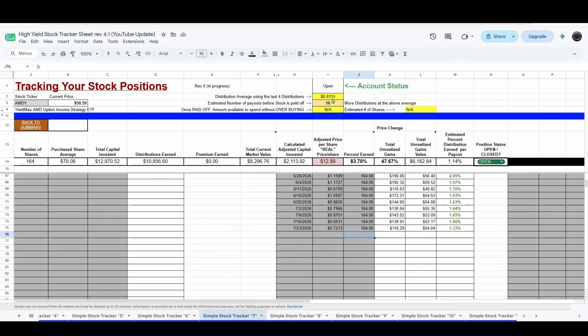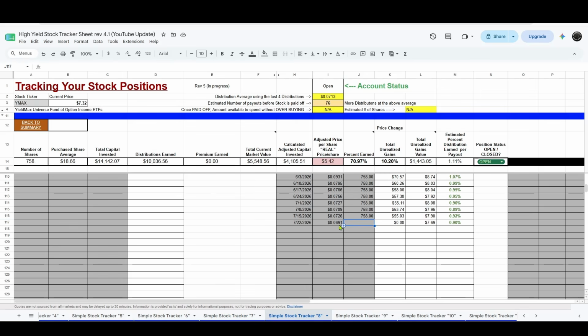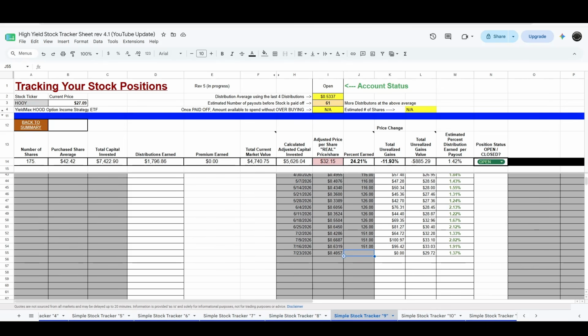So this one is getting really close to getting paid off if we can keep those distributions at around 80 cents. For YMAX, we earned 6 cents and I have 758 shares, which is going to lower that real price per share of $5.42 down to $5.35. And my real price per share is under that current price per share. So therefore, if I had to sell all my shares of YMAX, I would make $1,495.